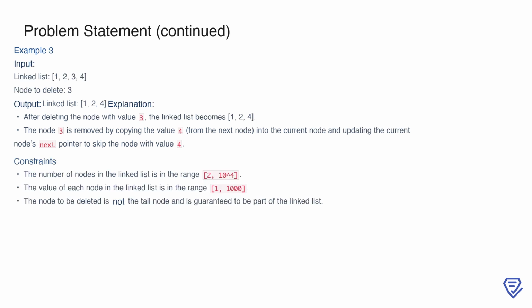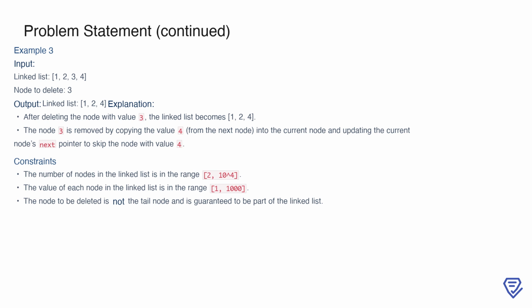In the third example, the linked list is 1, 2, 3, 4, and the node to be deleted is 3. Following the same approach, we copy the value 4 from the next node into the current node, and then update the next pointer of the current node to skip the node with value 4. The linked list is updated to 1, 2, 4.